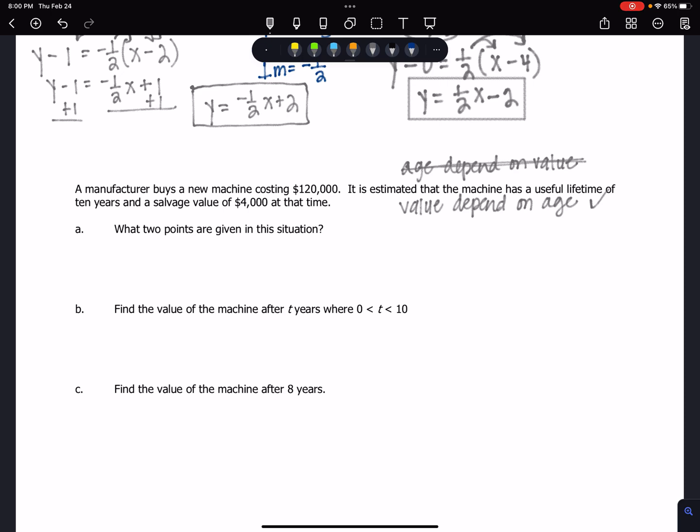Now remember, your dependent variable is y. So that's your y. So y depends on x. And you usually have an ordered pair that shows that. So what is our y value? Well, y is going to stand for the dollar amount that the machine is worth. So I'm going to put dollar value. And our x coordinate is going to stand for the age of the machine in years.